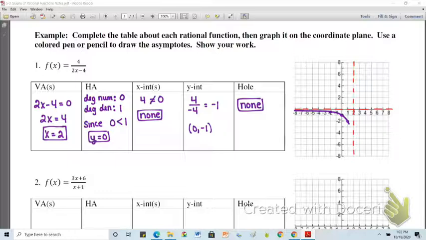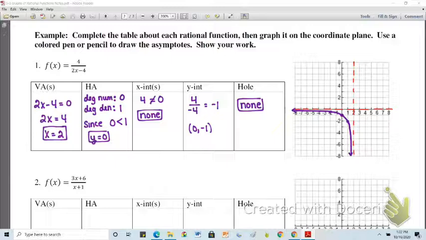Make sure you are plotting your points, and make sure you're using your red lines as guides. They're going to come close to it, but never ever cross. And you definitely need the points, especially where your asymptotes cross, so you can figure out how close or how far away your curve is.